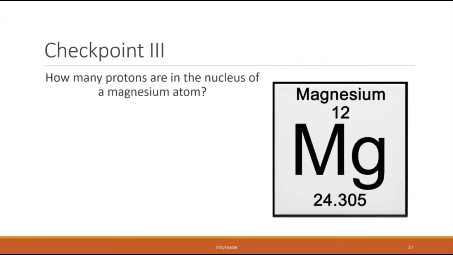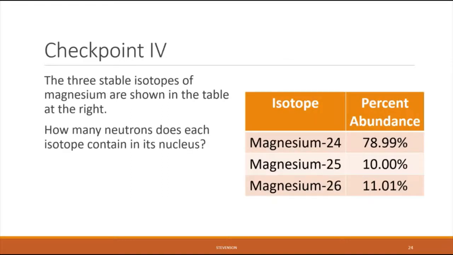So, next checkpoint here. Tell me, based upon this square, which you would see on the periodic table, how many protons are found in the nucleus of a magnesium atom. And after you've done that, keep that number in mind because you're going to need it to answer this next checkpoint. This table here shows the 3 stable isotopes of magnesium in the world: magnesium-24, magnesium-25, and magnesium-26. How many neutrons does each isotope of magnesium contain in its nucleus? Not protons, but how many neutrons?